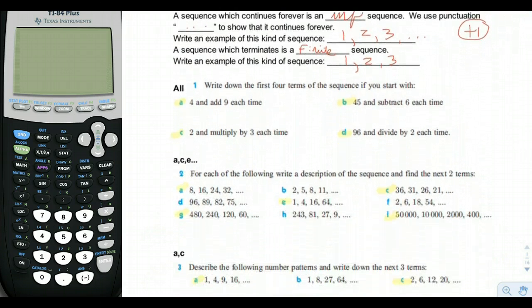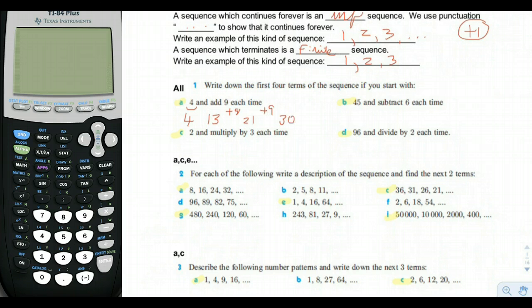Write down the first 4 terms of the sequence if you start with 4, and they're giving us the math rules here. All we're doing is using the math rule to figure out what the first 4 numbers are in the sequence. So the first number is 4, they're giving it to us. To get the second number, we do 4 plus 9, we get 13. Then we add 9 again, and we get the next number, which is 21. Then we add 9 again, and we get the next number, which is 30.